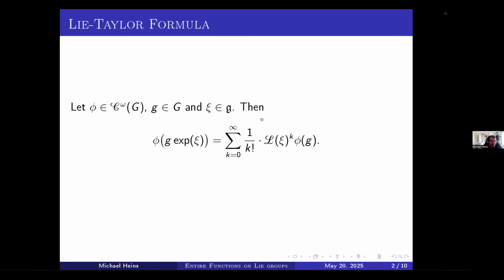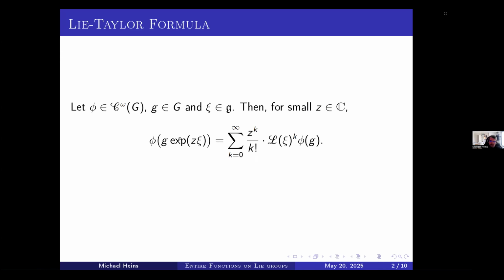Proving this is as easy as realizing the left-hand side is precisely a coordinate expression of phi in the exponential chart around g, and then just plugging in the Taylor series for this composition. This is all you have to do. Nevertheless, this is useful and this is nice. I wasn't aware of this when I wrote down the definition, but we will see in a moment that this resembles it very much.